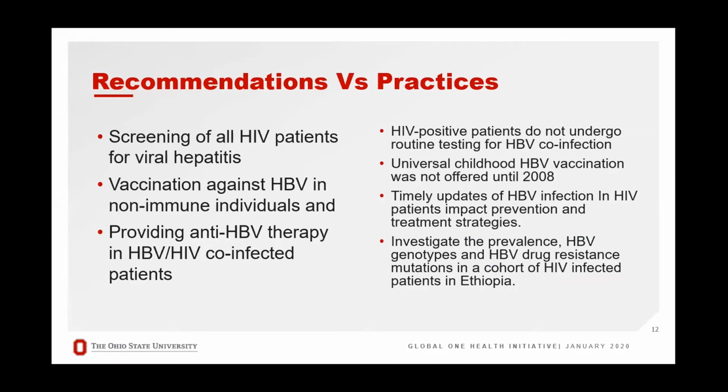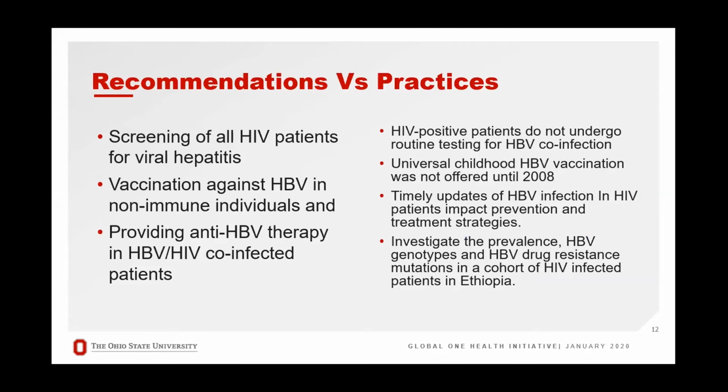When we see some of the recommendations from WHO regarding Hepatitis B virus HIV co-infection, screening of all HIV patients for viral hepatitis, vaccination against Hepatitis B virus in non-immune individuals, and providing anti-Hepatitis B virus therapy for co-infected patients are recommended by the WHO.